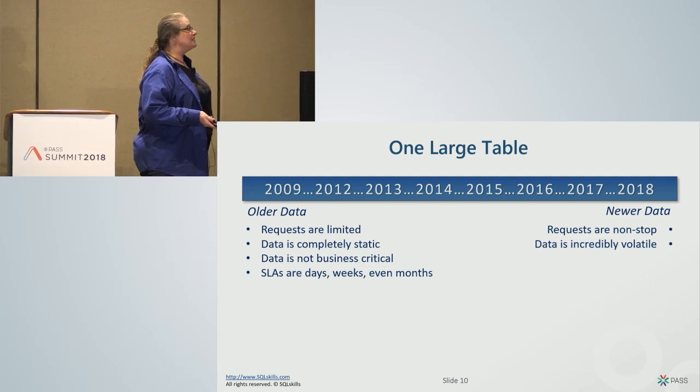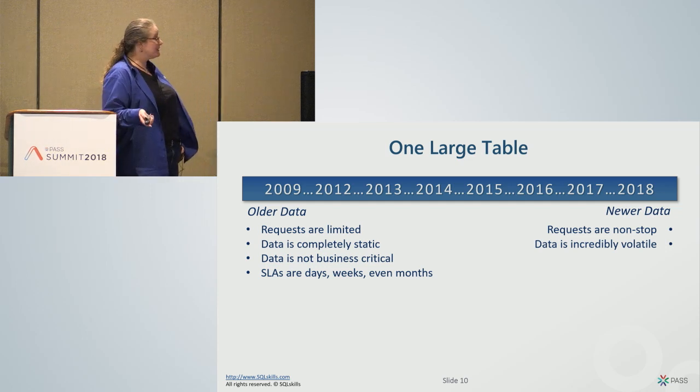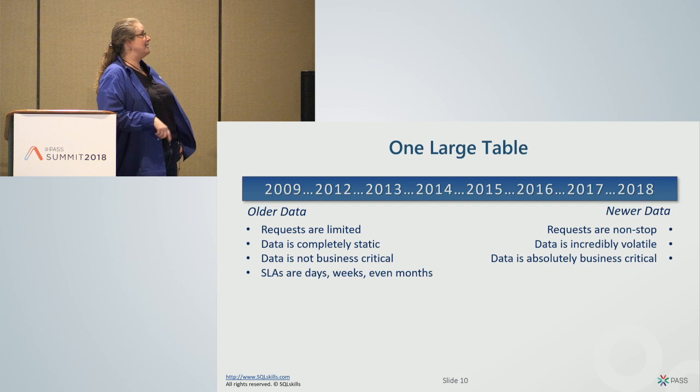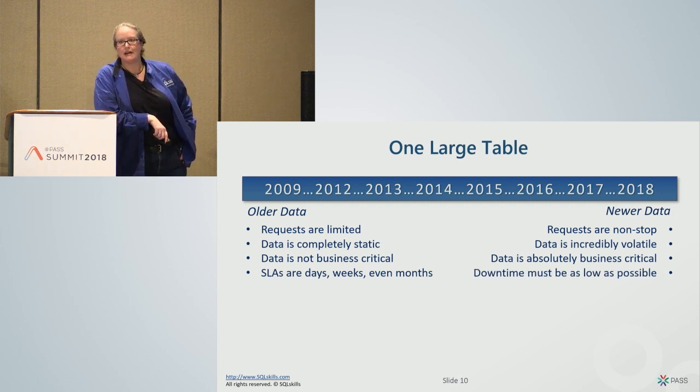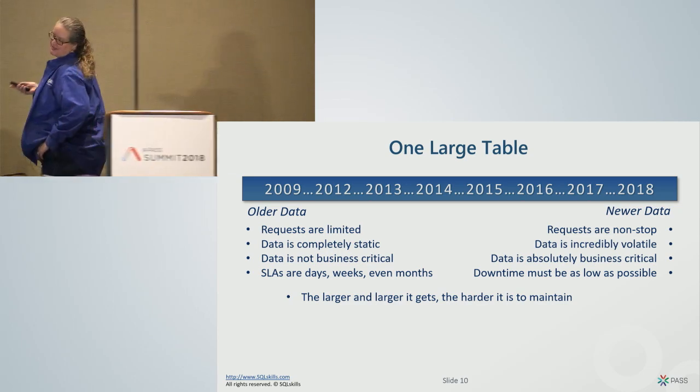Data is incredibly volatile here, so you need to update statistics more frequently, you need to rebuild indexes more frequently, and the data is absolutely business critical, and we obviously don't want to be down. So these are kind of the two extremes, and if this is all in one table, we can't possibly optimize for all of these extremes all the time. So how do we do it, right? It becomes harder and harder to do this as the table gets larger.